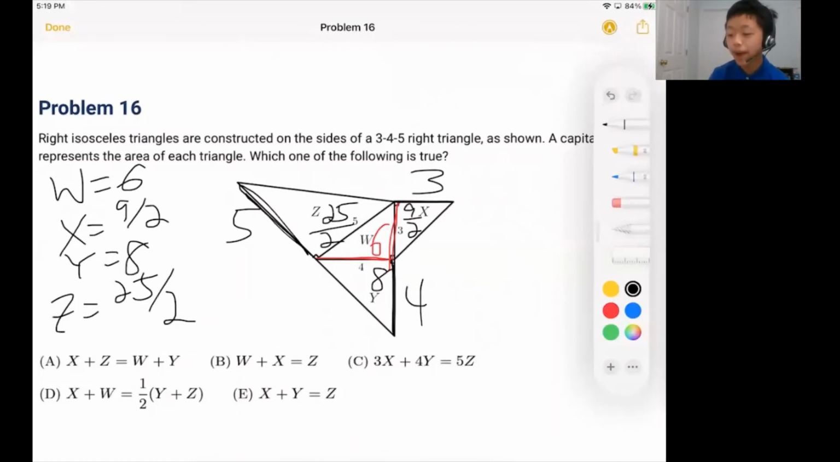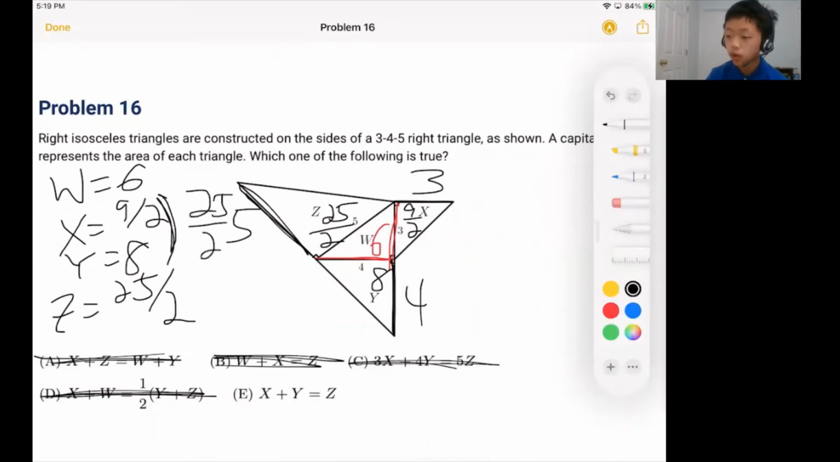If you were to just do the math and plug in the numbers, A doesn't work, B doesn't work, C doesn't work, and D doesn't work. Turns out E is the only one that works. If you do X plus Y, 9/2 plus 8, that gives you 25/2, which indeed gives you Z, which is 25/2. So E would be the right answer.